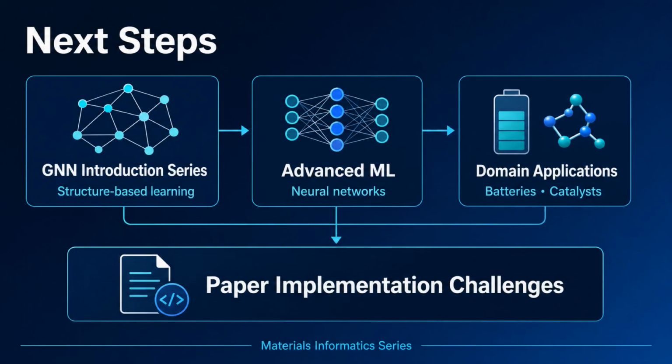To continue your learning, explore our GNN Introduction series for structure-based methods. Study advanced ML techniques like Bayesian optimization and active learning. Apply these methods to specific domains like battery materials or catalysts. Try implementing papers from the literature to deepen understanding.